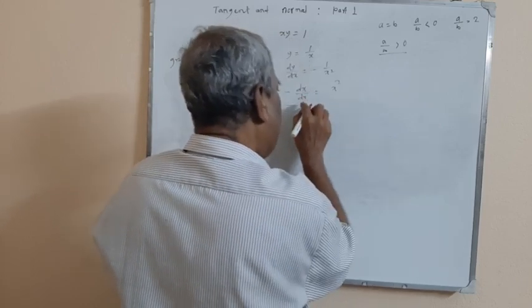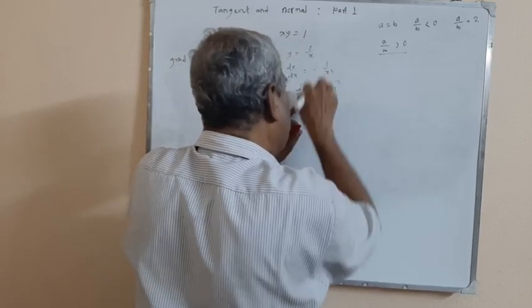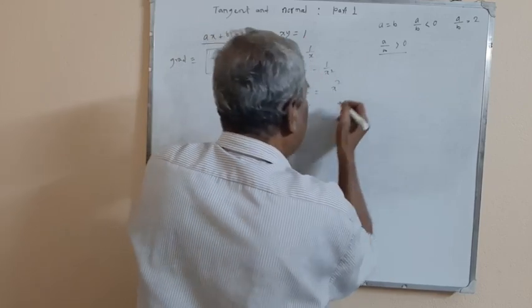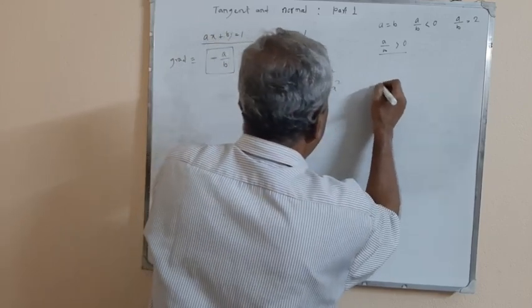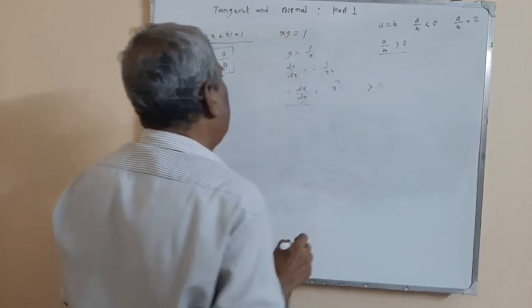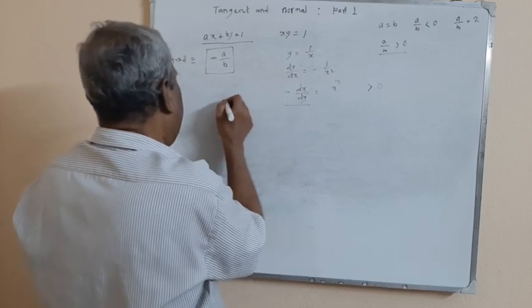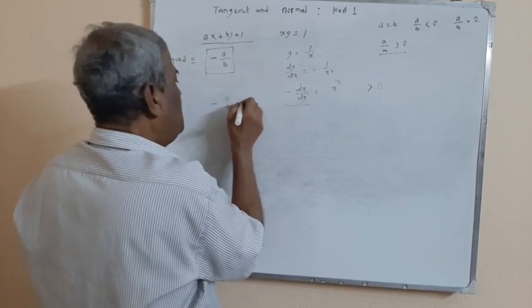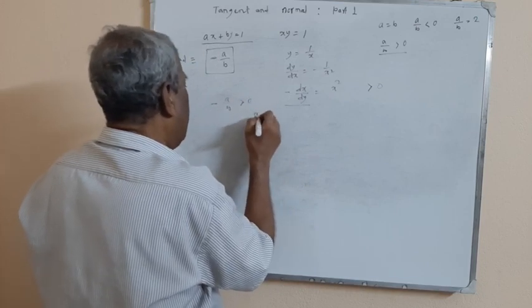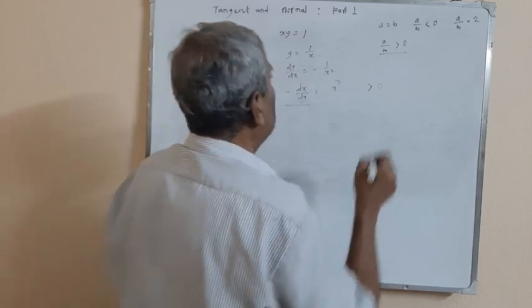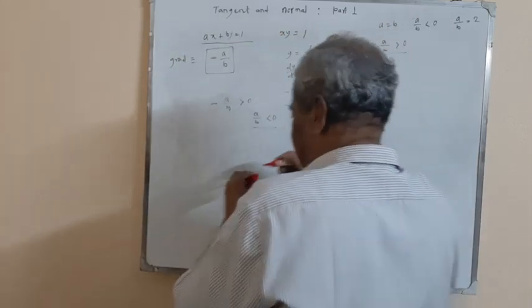Clearly, the gradient of normal from this calculation, from the point of view of calculus, is positive. For any real value of x, this must be positive. Therefore, we must have minus a by b positive, that is, a by b is negative. So, the second option is correct.